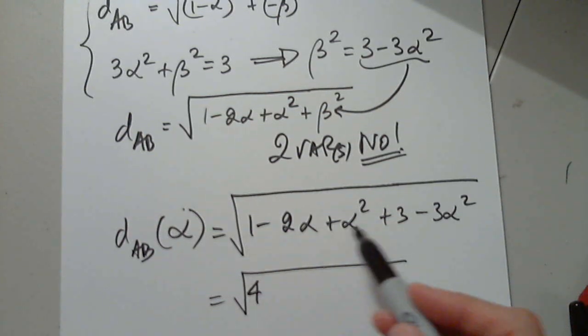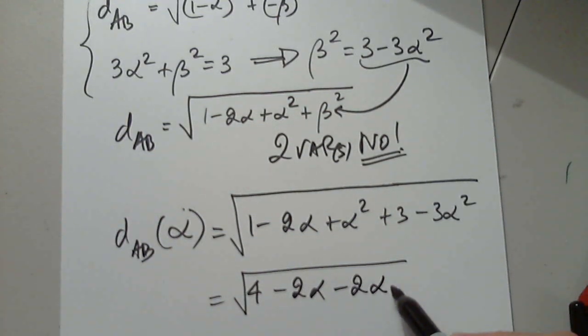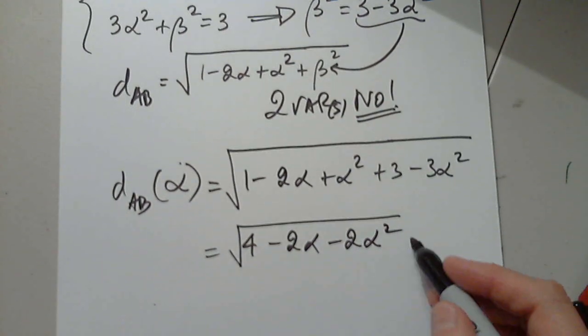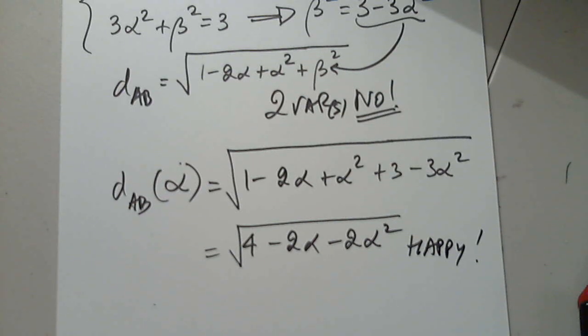4. 1 plus 3 minus 2 alpha minus 2 alpha squared. I'm happy because I have the function. From this moment on, I just have to find the steps or use the steps that we always use. I'm asked to find max min. I don't care what it is. What is my next step after I created the function I needed to work with?